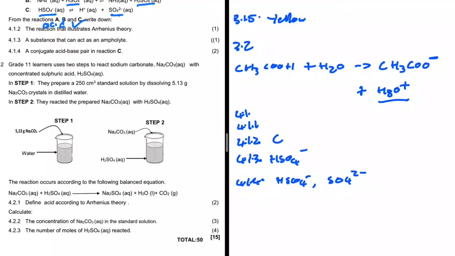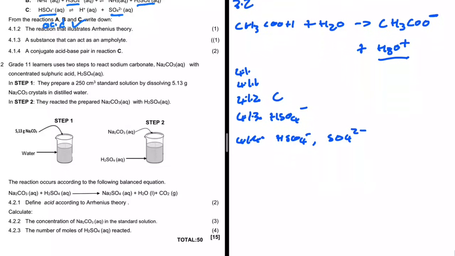Grade 11 learners use 2 steps to react sodium carbonate with concentrated sulfuric acid. In step 1, they prepare 250 cm³ of standard solution by dissolving 5.13 grams of Na2CO3 crystals in distilled water. They then react the prepared Na2CO3 with H2SO4. The reaction occurs according to the following balanced equation.